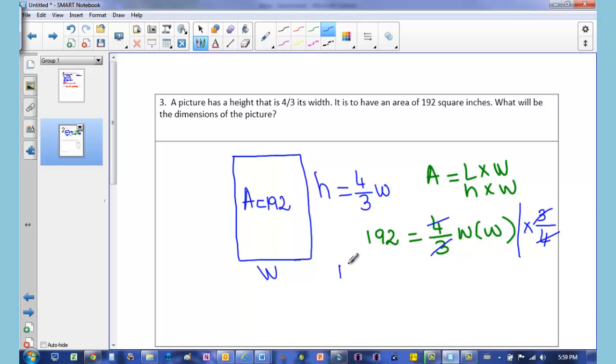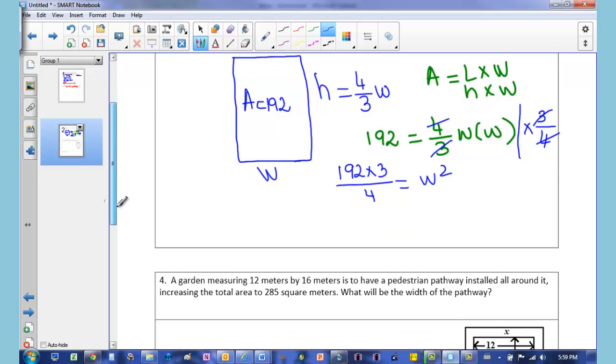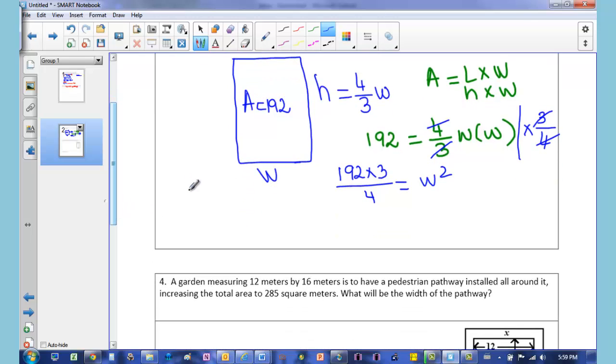So I'm left with 192 times 3/4 equals W squared. In a situation like this, I believe we're in case 4 from a couple of days ago, the best thing to do is to square root both sides. And I want you to simplify 192 times 3/4 at home. Then you're going to square root both sides and find the dimension for the width of this enlargement.